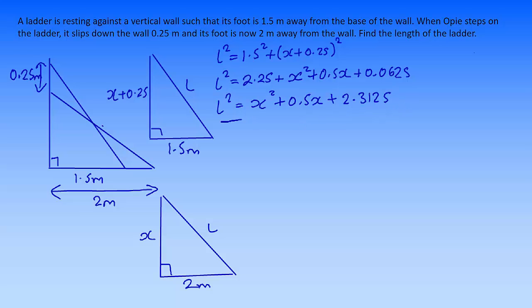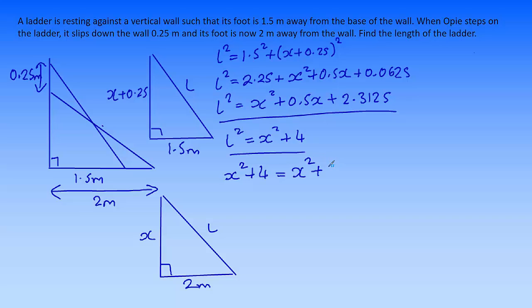Okay, so let's leave that one there and then go to this triangle. So that L squared is just going to be x squared plus 4. So both of these are L squared, so what I could do is write x squared plus 4 is x squared plus 0.5x plus 2.3125. Subtract x squared from both sides, and then 0.5x can be equal to 4 take away 2.3125.